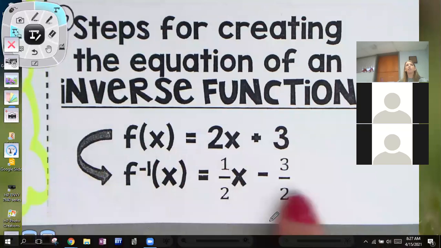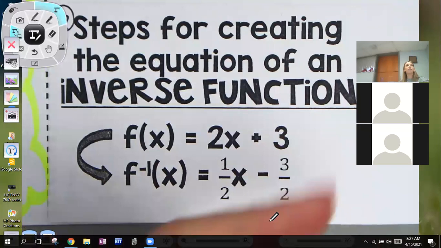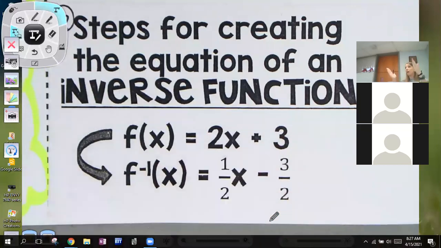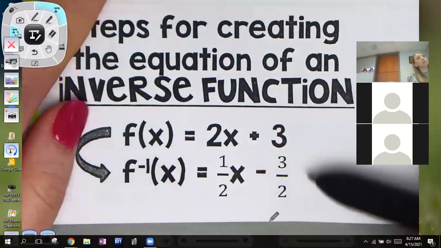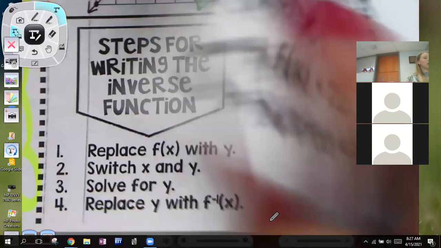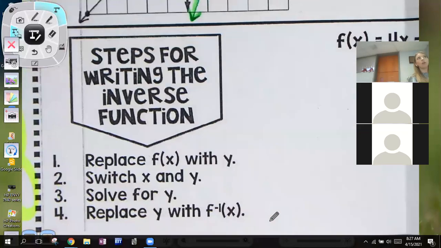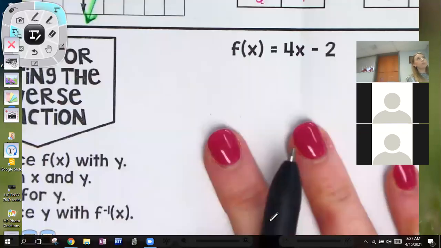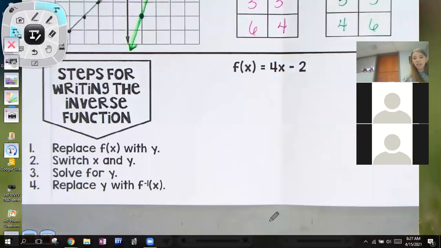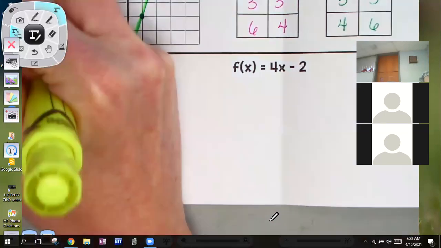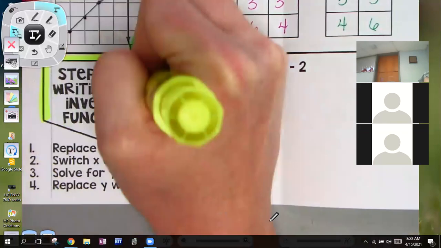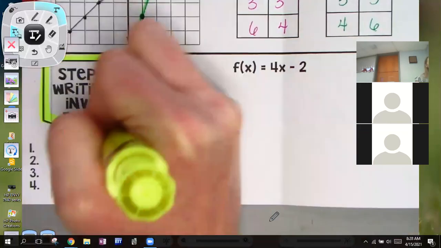So this is the equation for the inverse. If I graphed both of these, in this case they're going to intersect, but they're going to be reflected over y equals x. But I'm going to show you how to get from here to here. All these steps we've done before, so good news, it's nothing new. All right, people at home, here are the steps. Take a second, maybe take a picture of your screen so you don't get behind. Here are the 4 steps for writing the inverse function.